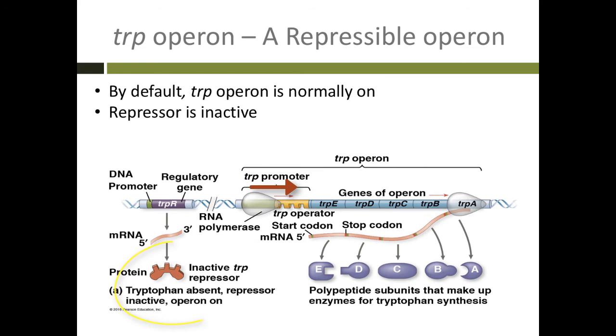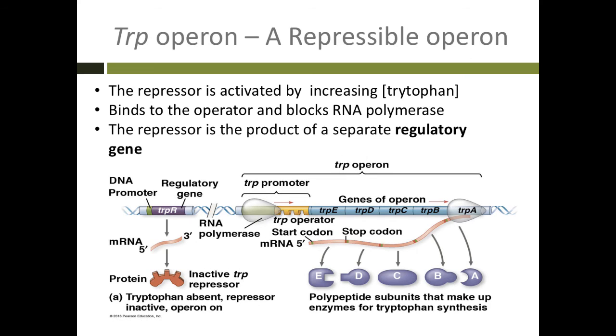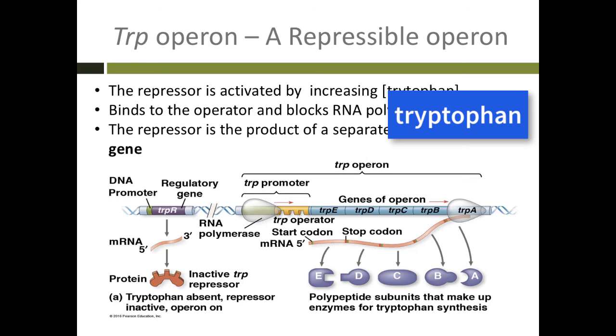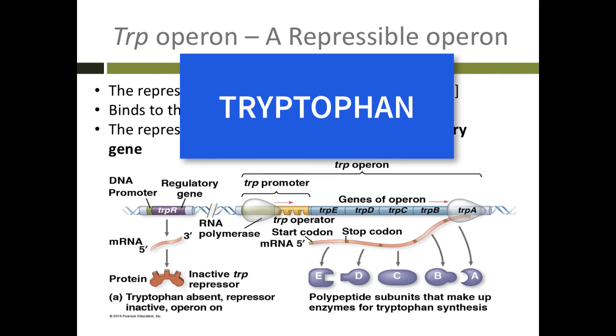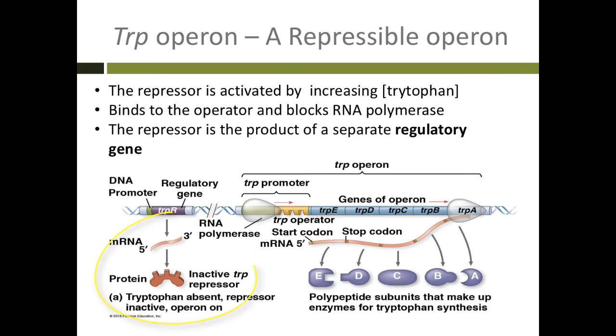There is a repressor, but it's inactive. It cannot bind to the DNA because it's in the wrong shape. However, when tryptophan levels in the cell start to build up, for example, if the cell stops growing, the tryptophan can bind to the repressor protein. This causes the repressor to change shape, and now it can bind to the operator. This blocks RNA polymerase from starting transcription.